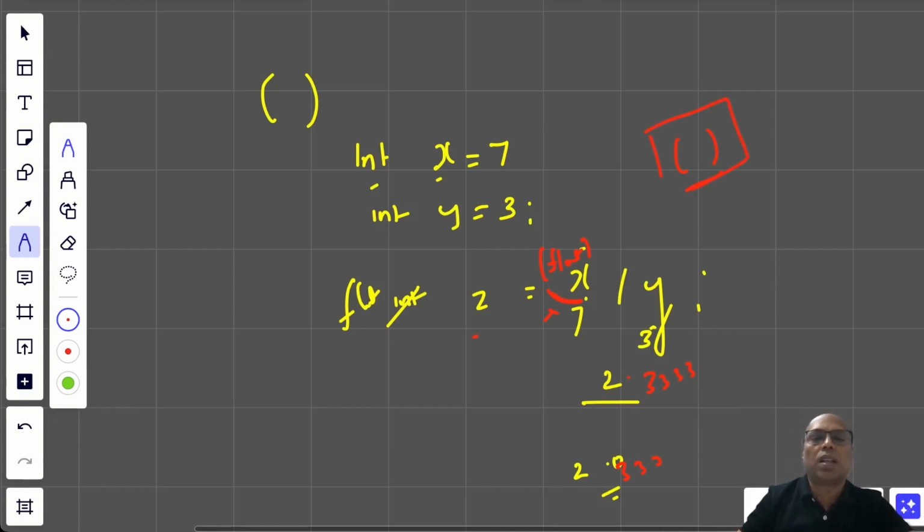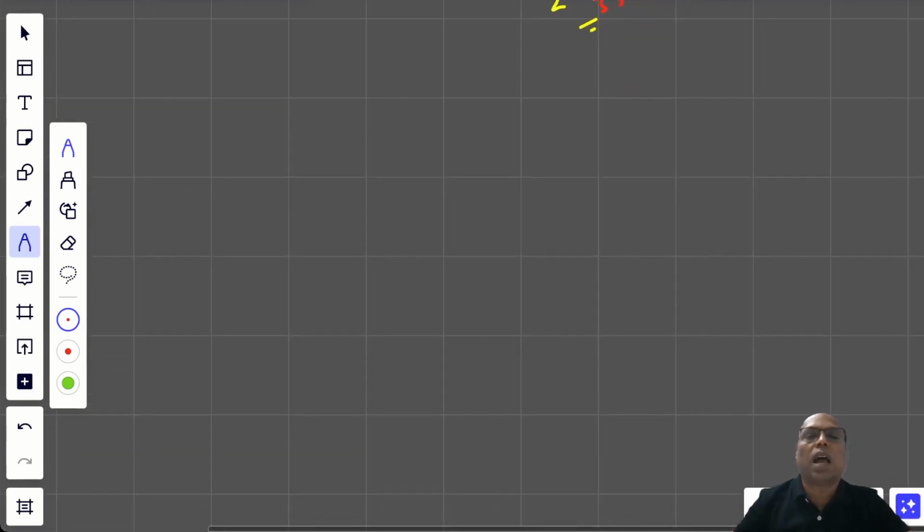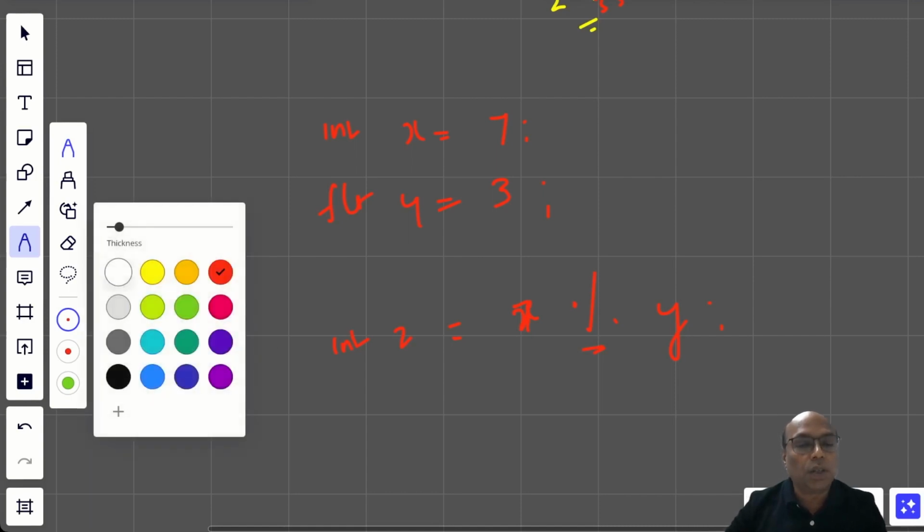Let's take one more small example. In this case I have written integer x is equal to 7, float y is equal to 3, and x mod y, and I want the result in an integer. Will it happen? No. Why not? Because modulus cannot be applied to a float or a double.